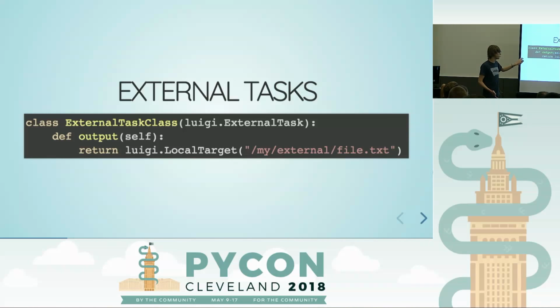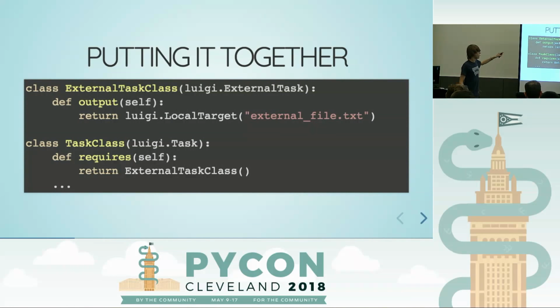And all you have to redefine here is the output and give it that local target to whatever your file is. So when you're putting it all together, if you have your external file that you want to read in, you create this external task class for it, you return your output for that file, and then whatever task is actually going to use that file, you just need to specify in the requires for that one an instance of your external task class. Now you can actually read it in and do some processing with it.